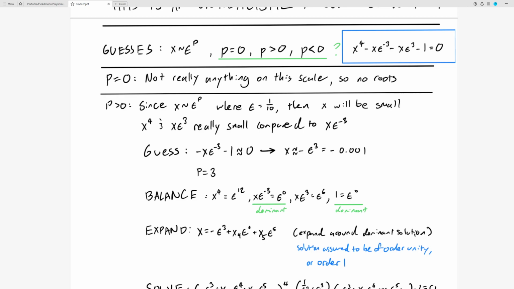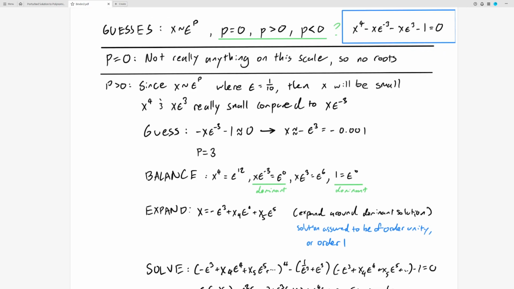So guessing these two are the dominant terms, we just solve for these, and we'll get something like x is going to be negative e to the third, which means that p equals 3. So let's check if this is true by plugging p equals 3 into all of these terms.